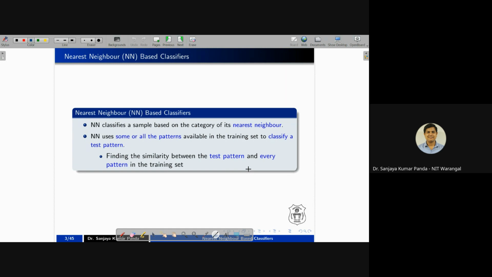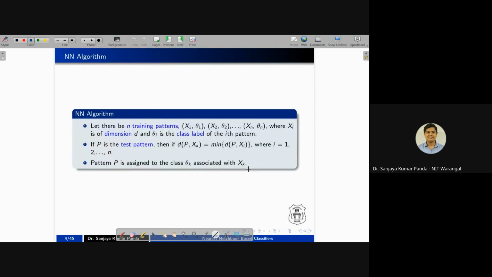Based upon that, we have to decide which class level we are going to assign to a test pattern, right? So if you go for mathematical representation, suppose you assume that you have n training patterns, x1, x2 up to xn. These are the training patterns.